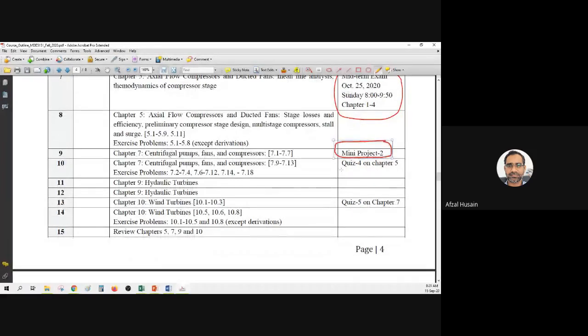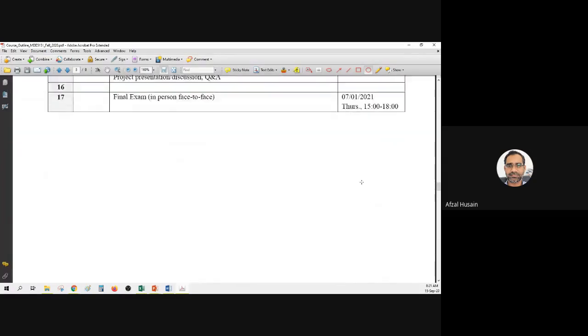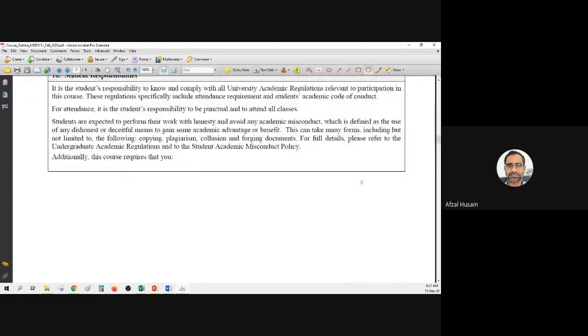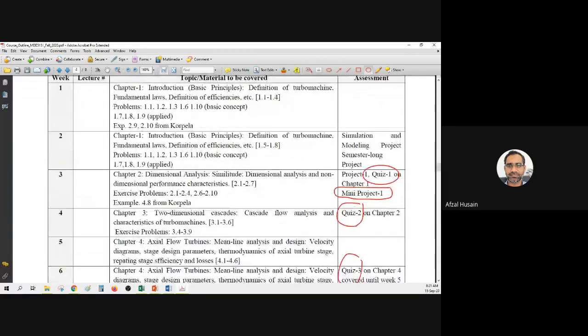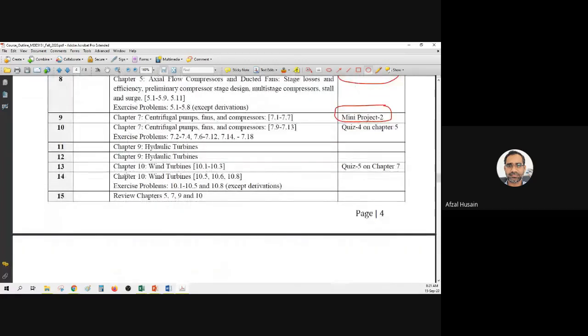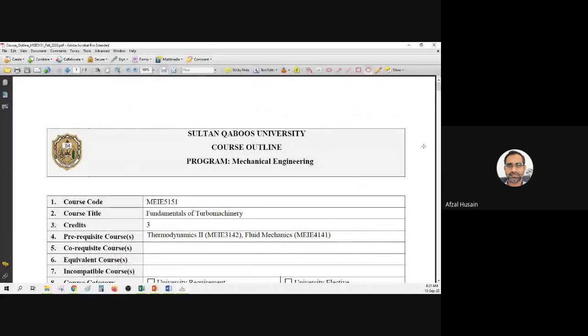And then we will conduct quiz 4 and quiz 5. The quiz 4 in week 10 and quiz 5 in week 13. And then we'll have the final exam. So this is the course outline and the schedule for the course delivery. So you can see, week by week we will complete the chapters and the course outline. Okay, so any question until now?